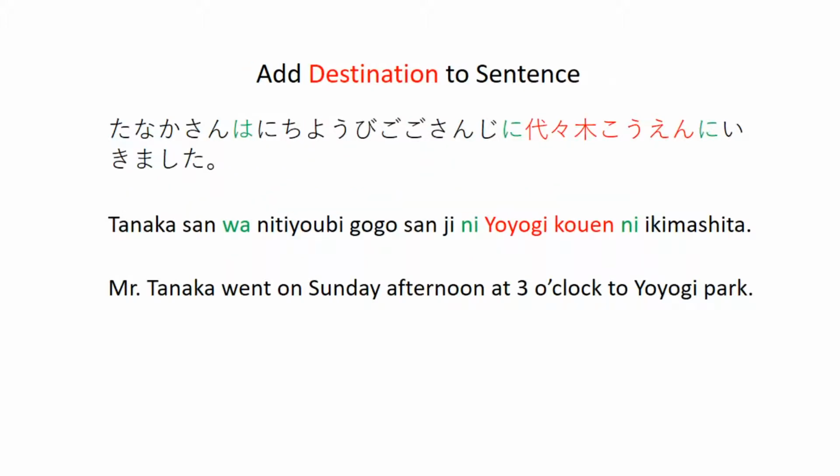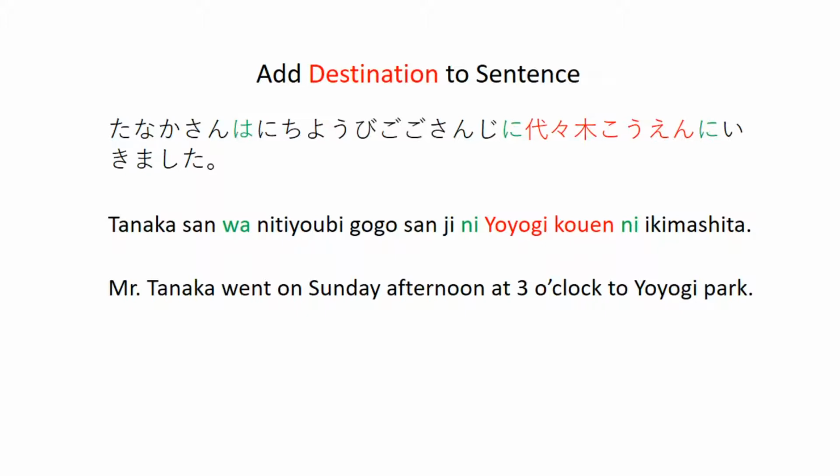Next, I'm going to add a destination to the sentence. Where did he go? Tanaka-san wa nichiyoubi gogo 3 ji ni Yoyogi Koen ni ikimashita. So we are learning that he went to Yoyogi Koen, which is Yoyogi Park. And you will notice that Yoyogi Park, the destination, is also marked by ni. So here we have a sentence.